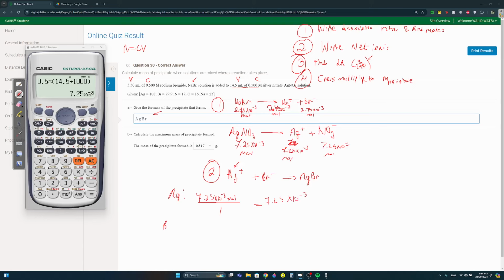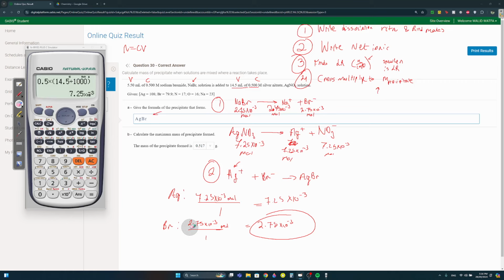How about Br minus? Its moles is 2.75 times 10 to the power of negative 3 mole, right? How much is its coefficient? 1. So you get 2.75 times 10 to the power of negative 3. Which one is smaller? Remember that the smaller is the limiting reagent, right? It's Br. So that means now we found our limiting reagent. What do we do? We cross multiply to find the mass of the precipitate.